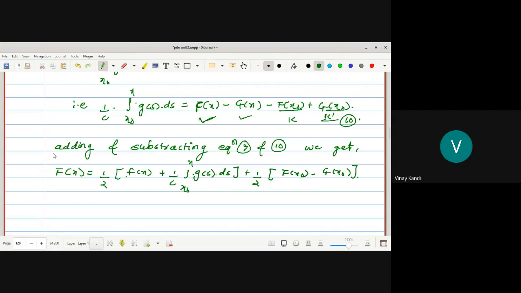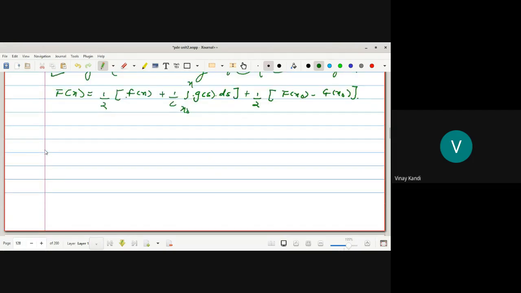So this is the value of capital F of x after adding, and after subtracting we get the value of capital G of x equal to 1/2 into small f of x minus 1/c into the integral from x naught to x of g of s ds, minus 1/2 into capital F of x naught minus capital G of x naught. So these are the values of capital F and capital G.